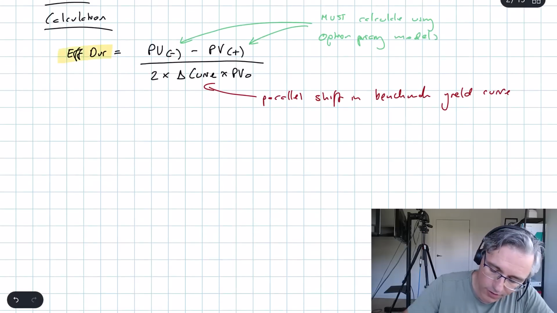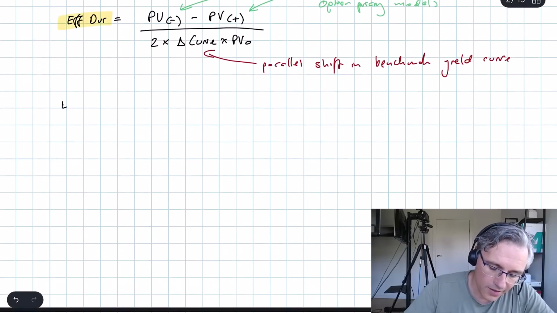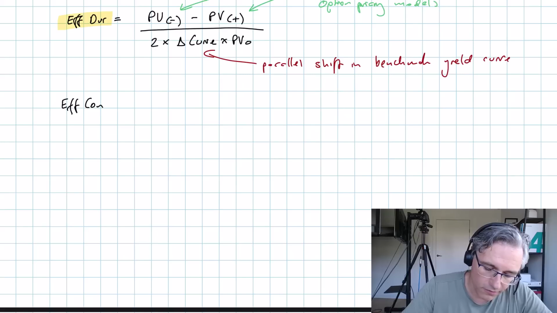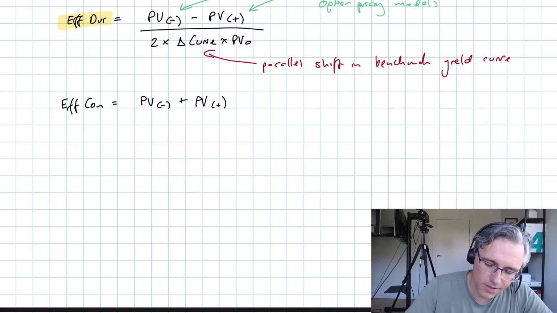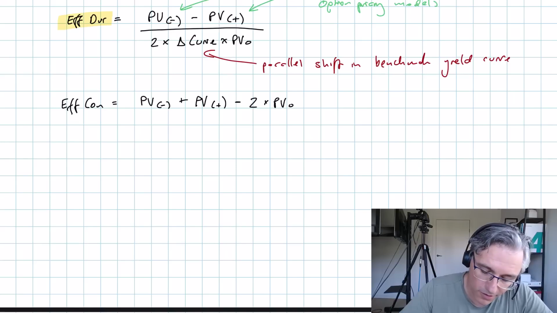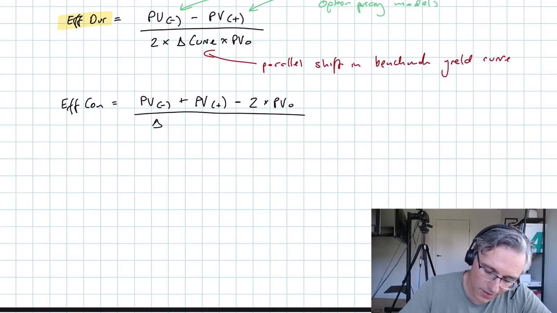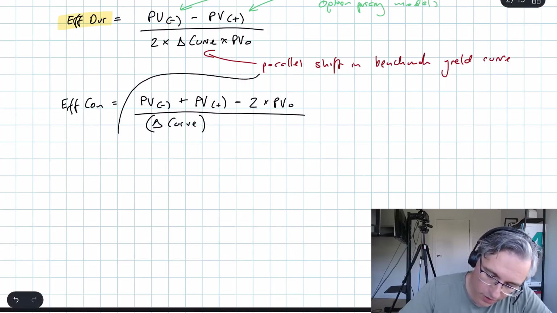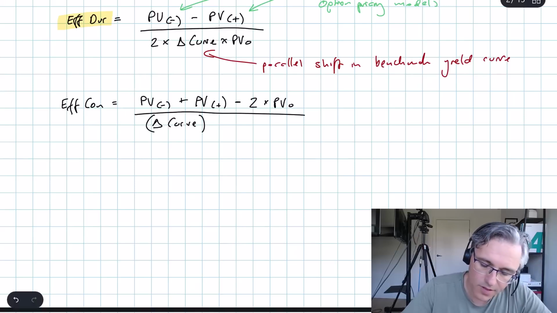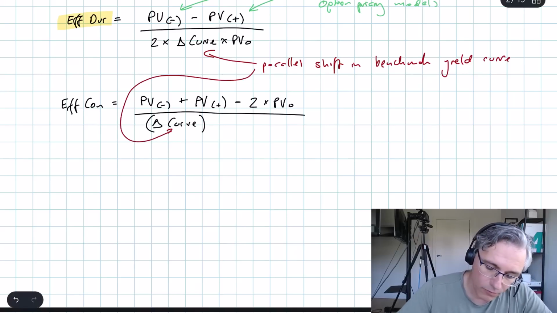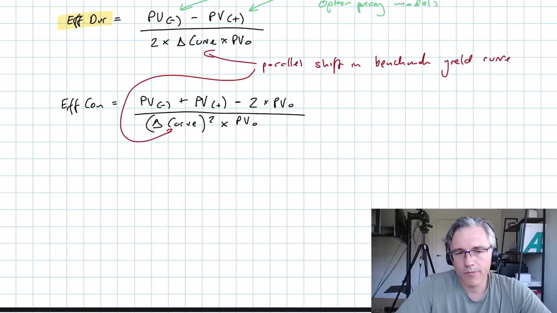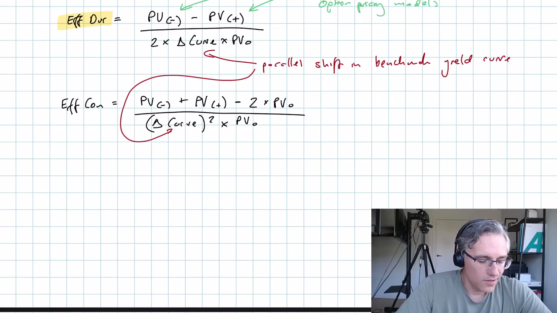Now, that was effective duration, and there's a similar formula, and it's actually almost a mirror image of the formula we had for approximate convexity. So effective convexity is PV minus, this time plus PV plus, and minus 2 times PV0, the outset price. And we've got that same change in the benchmark yield curve over here. We square this and multiply it by PV0, and if you go back to your notes or the video for approximate convexity, you'll see that it was the same thing.